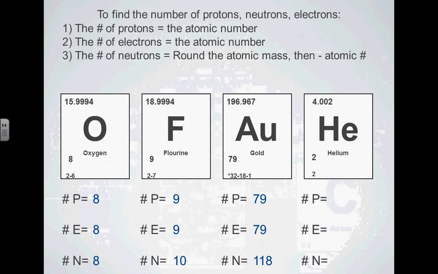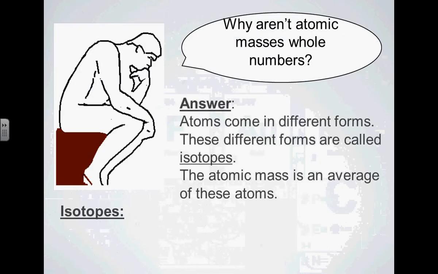Protons. Bianca. 2. Electrons, Autumn. 2. Eli, neutrons. 2. Yes. All right, so we understand how to do this? Yes. Jonathan? What's the number I have to worry about?